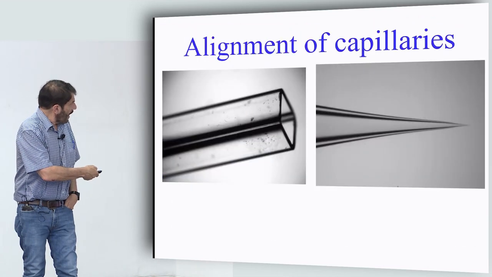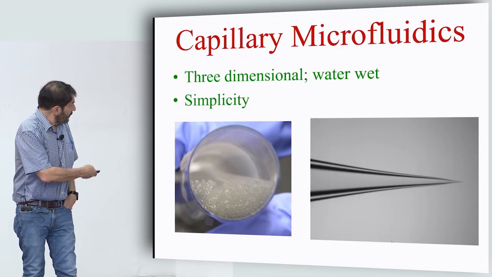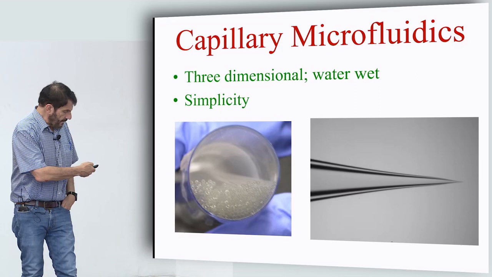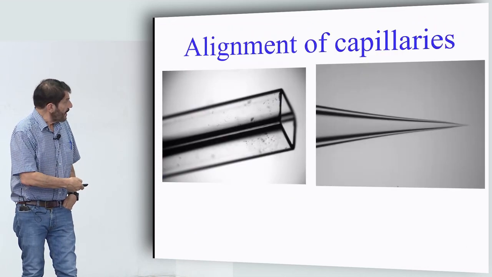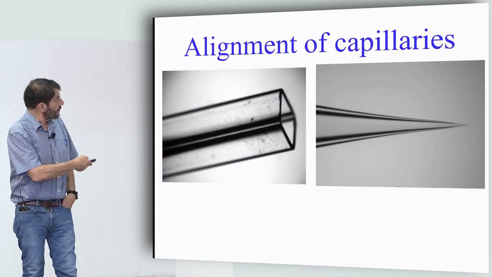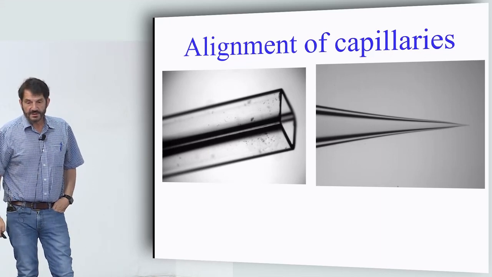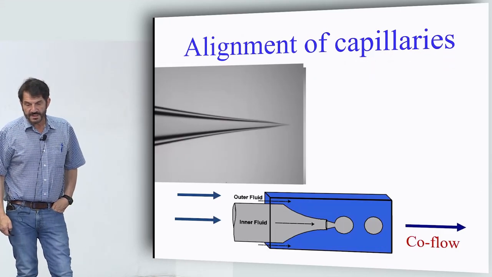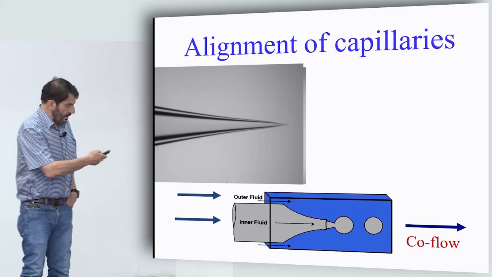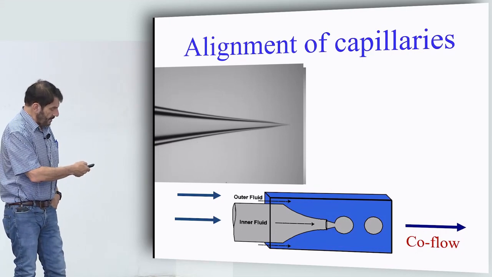The capillary tubes are well defined both on the inner diameter and the outer diameter. They're cylindrical in shape. So if we take a cylindrical shape and we thread it through a square capillary, that allows us to align them in a very, very simple fashion. Here's one geometry, the simplest geometry you can imagine.